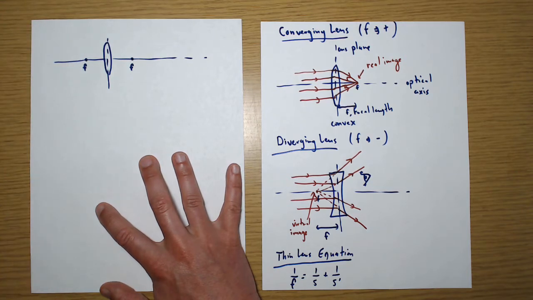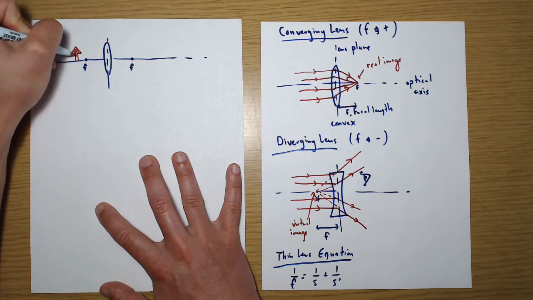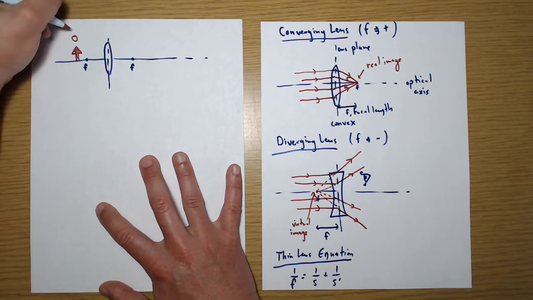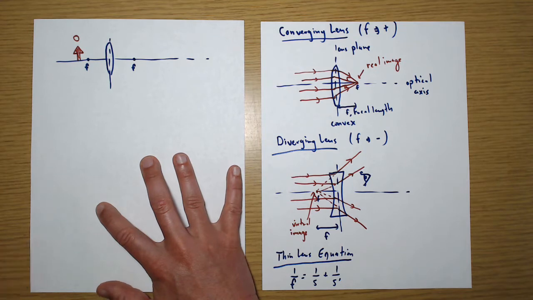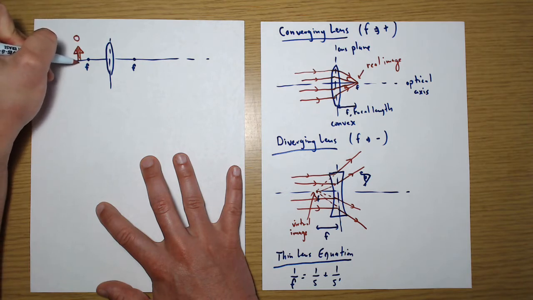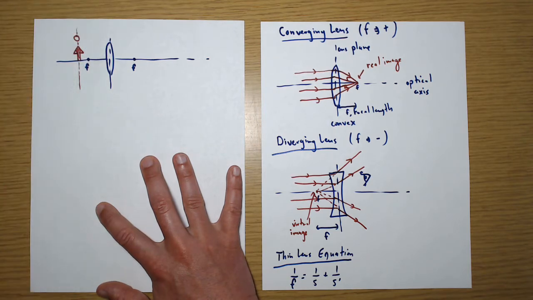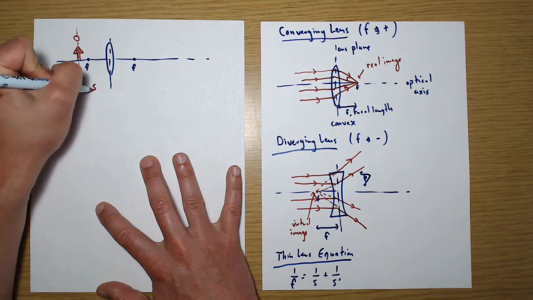Let's say I have some object. And this object right here, it's a little tree, object O. And the object is a luminous source, meaning it's reflecting light rays in all directions. Okay, now some of the important distances here would be, first of all, where the object is located with respect to the lens plane. So this distance right here I call S.